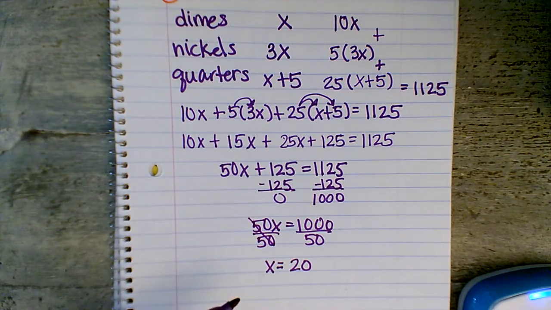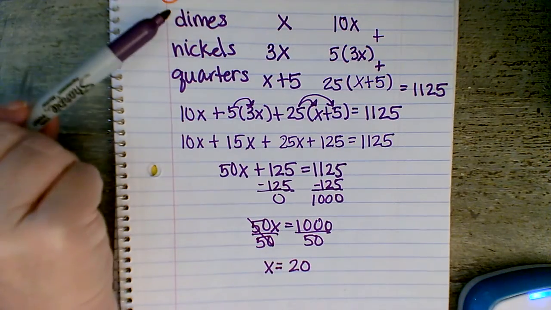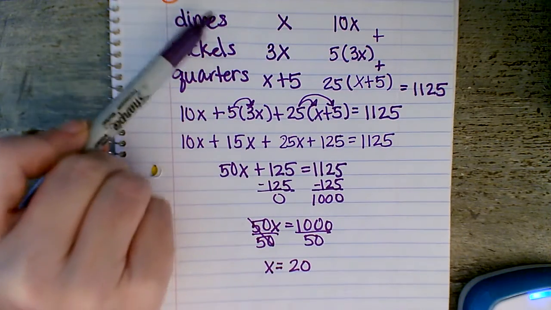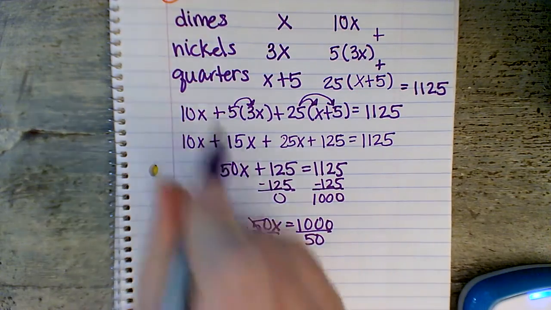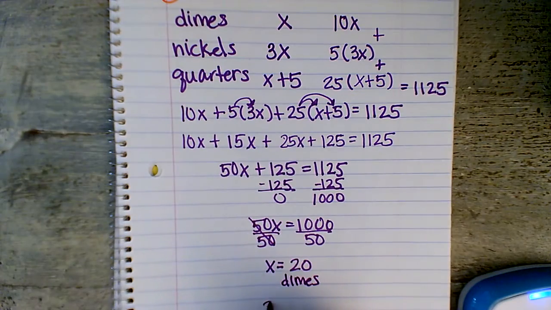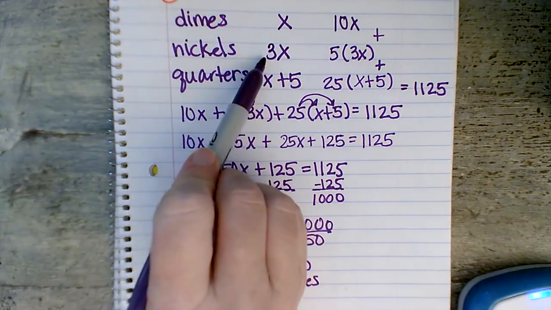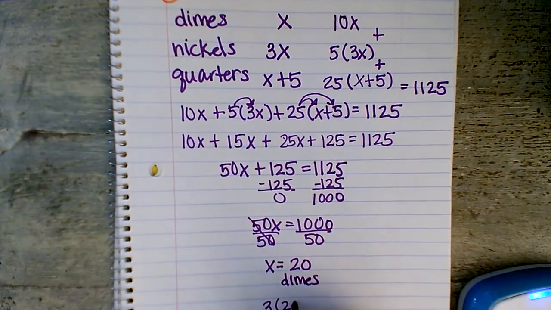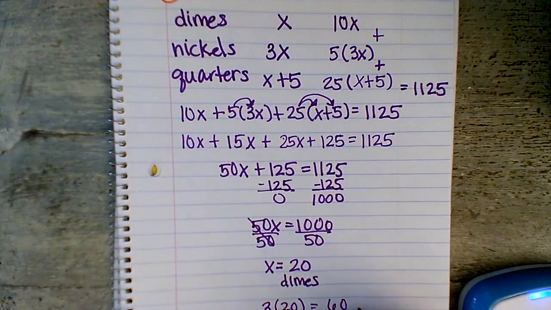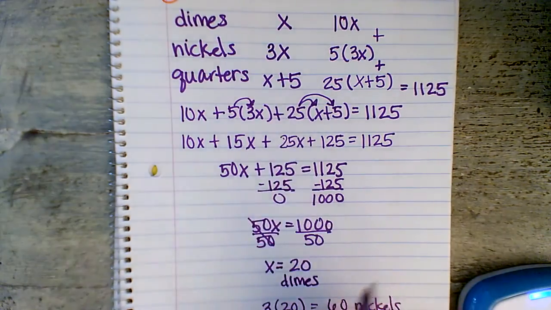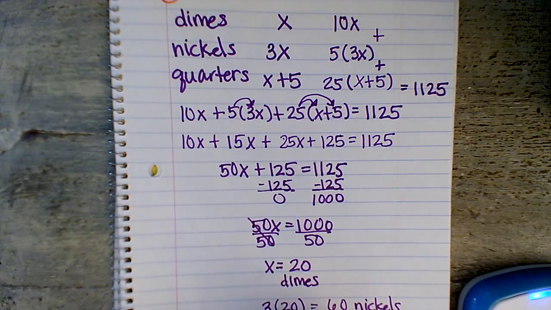So remember, we are looking for how many dimes, nickels, and quarters. Well, we know x is dimes, so I have 20 dimes. Nickels, I have 3 times x, right? So 3 times 20, because x is 20, equals 60. So I have 60 nickels. And then quarters are x plus 5. Well, what is x? X is 20, plus 5 equals 25.